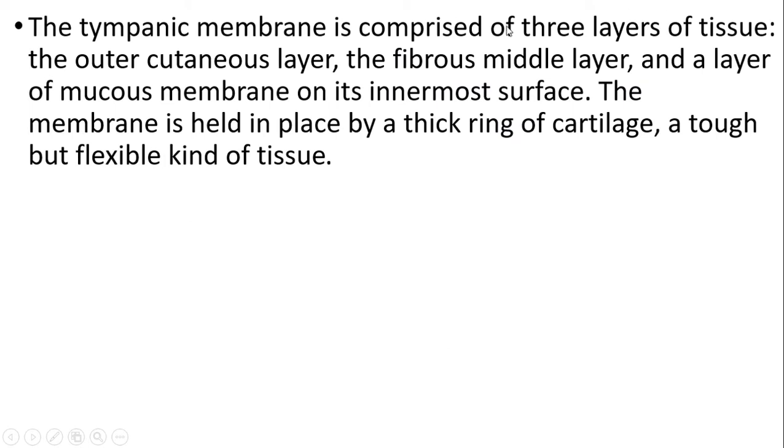The inner surface of the tympanic membrane is innervated by the glossopharyngeal nerve. The tympanic membrane is comprised of three layers of tissue: the outer cutaneous layer, the fibrous middle layer, and a layer of mucous membrane on its innermost surface. The membrane is held in place by a thick ring of cartilage, a tough but flexible kind of tissue.